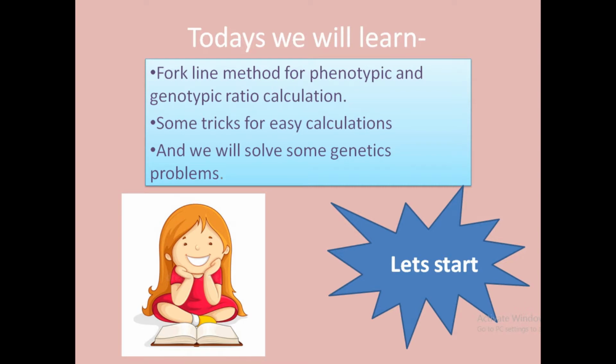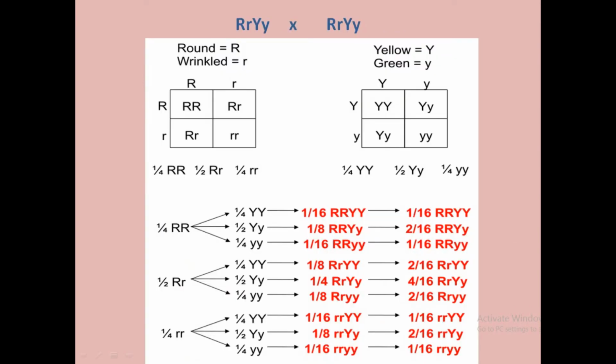Today's discussion: this is the fork line method. If in the questions they have asked you to cross between these two genotypes, that is capital R small r and capital Y small y, then how can we do it very easily and get the genotypic ratio and the phenotypic ratio also? So now let's do it.